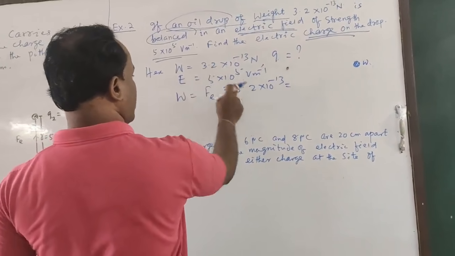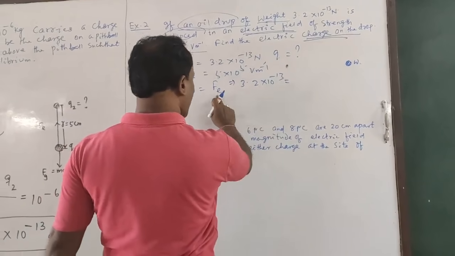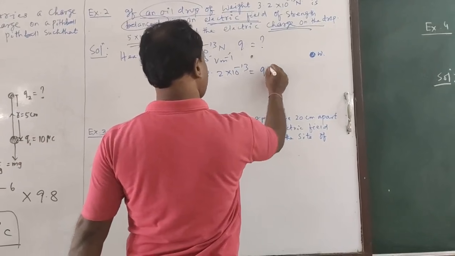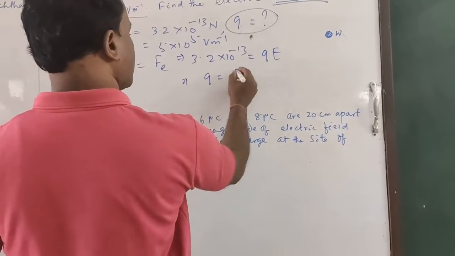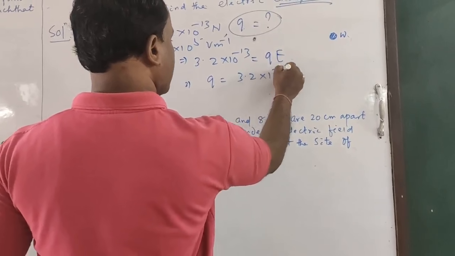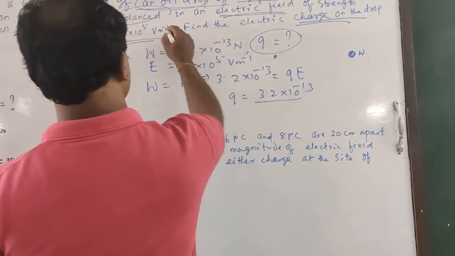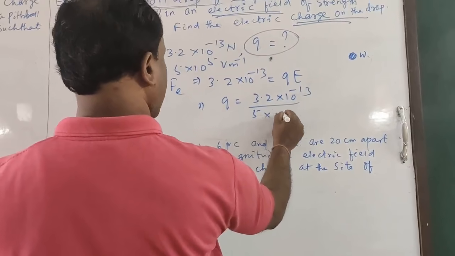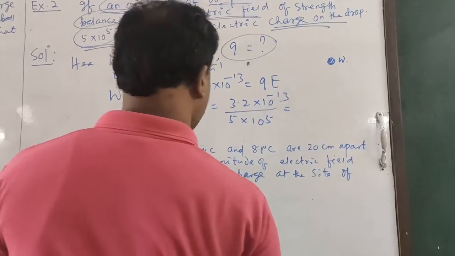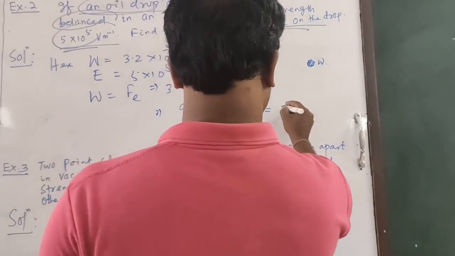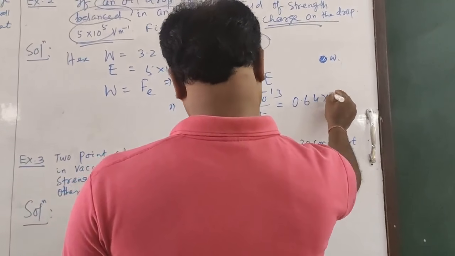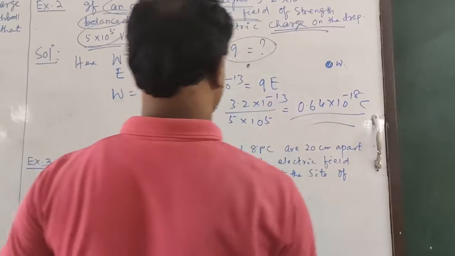The weight is given as 3.2 × 10⁻³ Newton. The force is equal to Q times E, and we need Q. So Q is equal to 3.2 × 10⁻³ divided by E, and E is 5 × 10⁵. Solving this, we will find it is 0.64 × 10⁻¹⁸ coulomb. Clear?